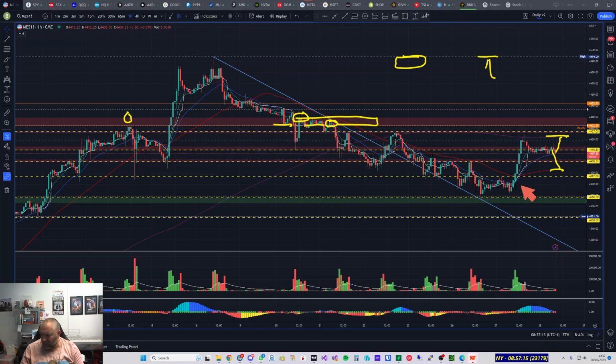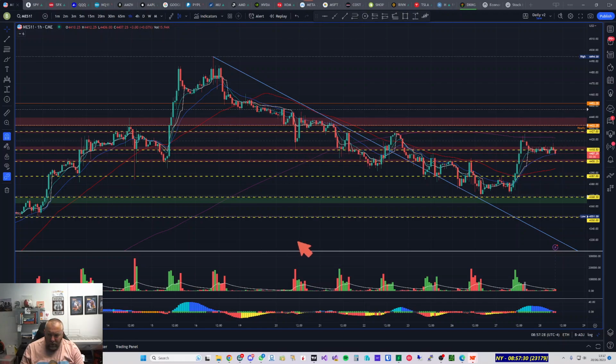9:30 is a warning. 9:30 today we've got Powell speaking, so I wouldn't recommend getting into any trades between now and until after he finishes talking. So that will probably determine whether we see a breakdown or a breakout.